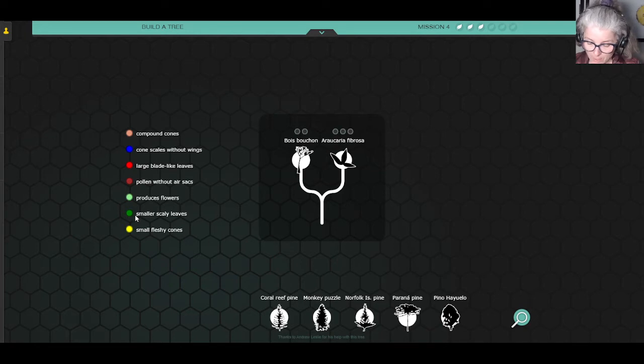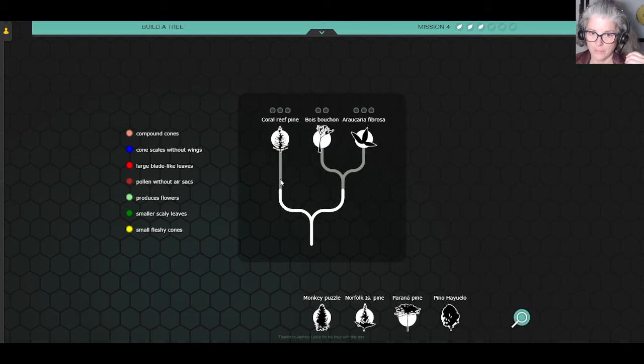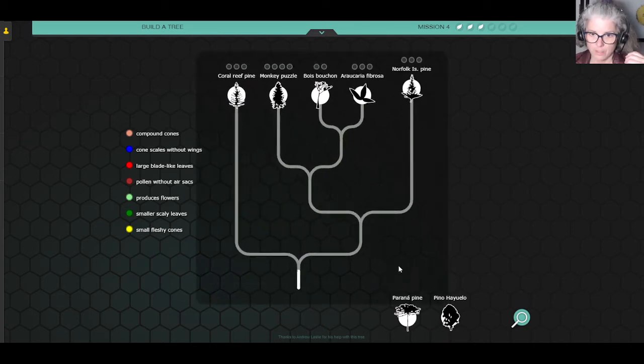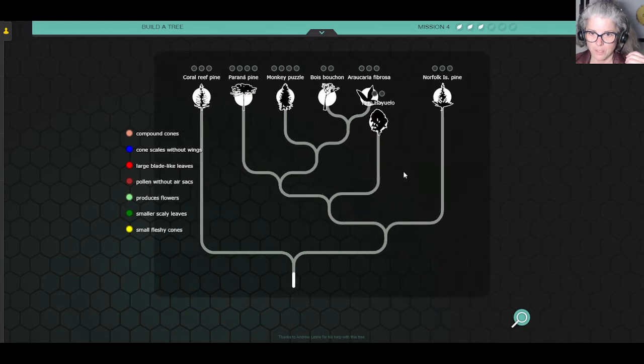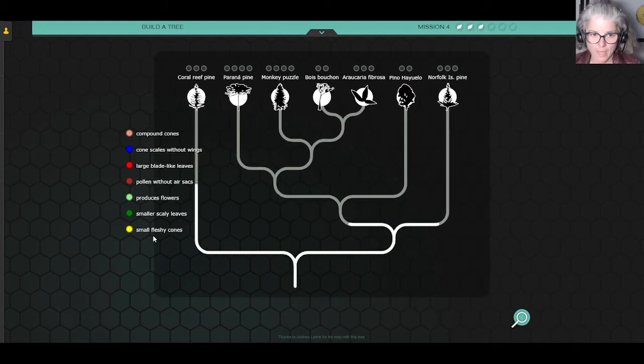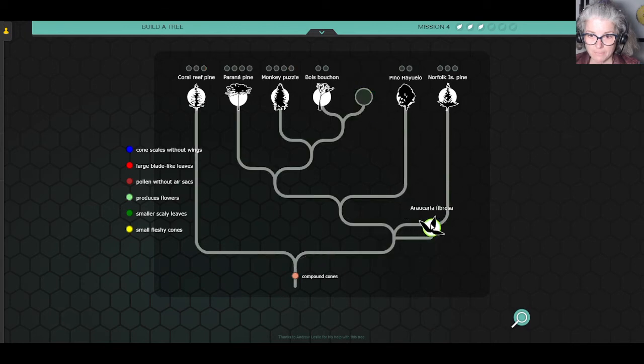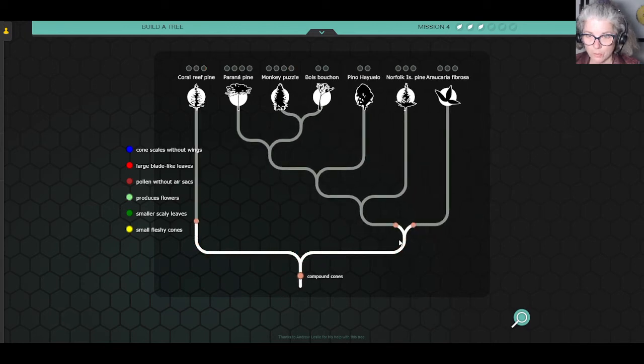You can work backwards. I know they all, I could put them all up here. This is so wrong the way I'm doing this, but I have a hard time with this one. But I know they all have compound cones. So I know that one is correct. And then they start branching off. So the next one that's most complete is pollen without air sacs. And the ones that are pollen without air sacs are this guy.